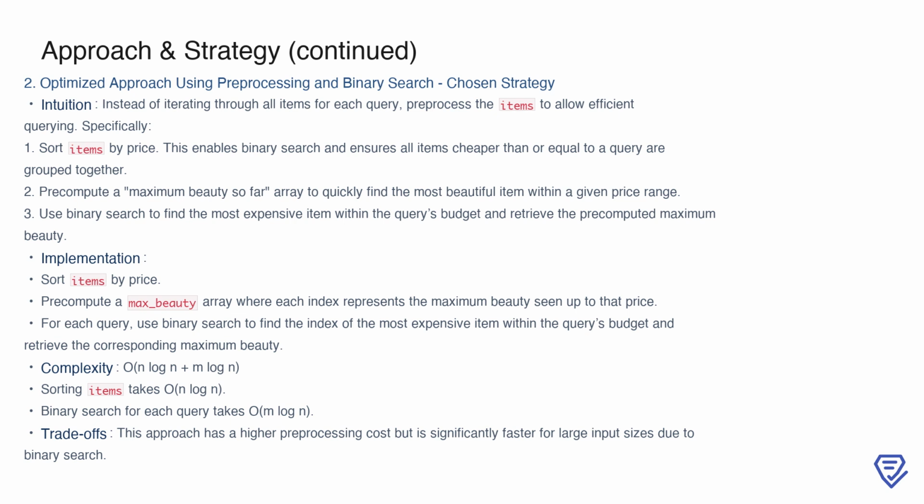With this setup, we handle each query by performing a binary search to determine the most expensive affordable item and then directly retrieve the pre-computed maximum beauty. This approach has a complexity of O(n log n) for sorting and O(m log n) for resolving all queries, making it significantly faster than the brute force method for large inputs. The trade-offs here involve some upfront pre-processing cost, but the speed-up during query resolution makes this approach highly efficient.